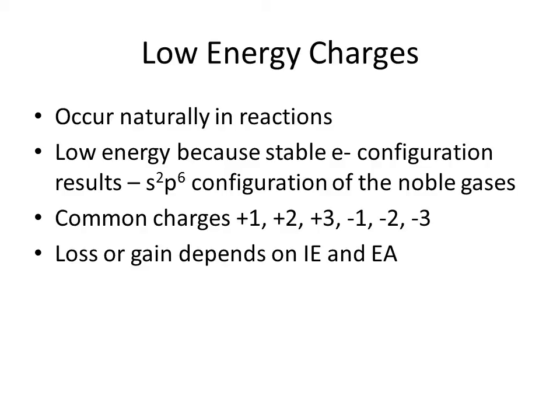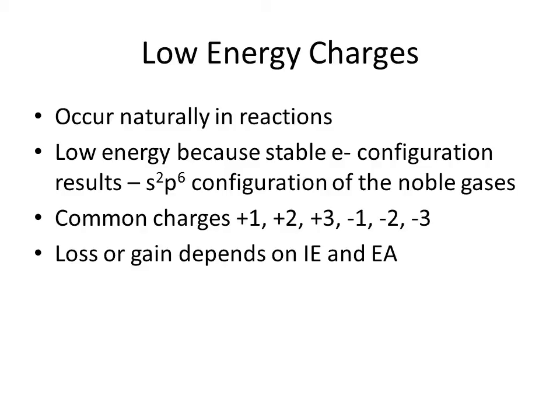Whether or not an atom will lose electrons to attain the s2p6 arrangement or gain electrons to attain the s2p6 arrangement depends on whether or not it has a high ionization energy, it does not lose electrons easily, and a high electron affinity, it wants to take on extra electrons. That would be the atom would gain when you have high ionization energy and high electron affinity, or loss would occur when you have low ionization energy and low electron affinity.